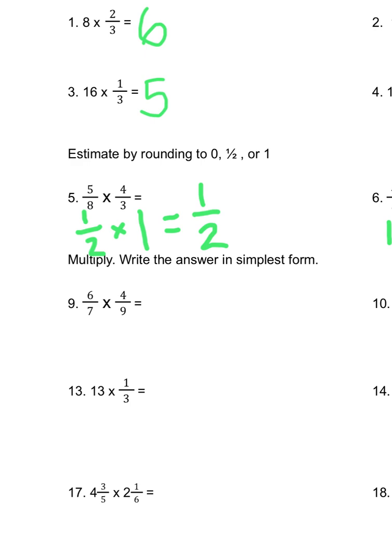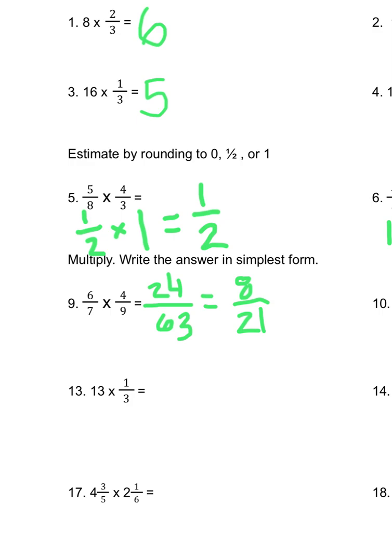Multiply and write the answer in simplest form. So remember, for multiplying fractions, we're going to do top times top and bottom times bottom, or numerator times the numerator, denominator times the denominator. So this is going to give us 24 over 63, and then we can simplify this even more down to 8 over 21.